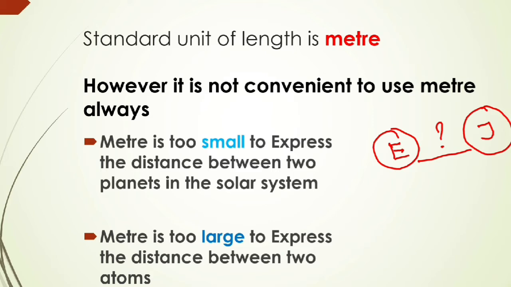Similarly, if you look at the second point, meter is too large to express the distance between two atoms. You must have studied atoms in your chemistry classes. The atoms are very small particles and they are very close by, so the distance is very small. Even if we express this distance in meter, it will be a very small quantity. So meter is too small sometimes, and sometimes meter is too large. How to solve this problem?